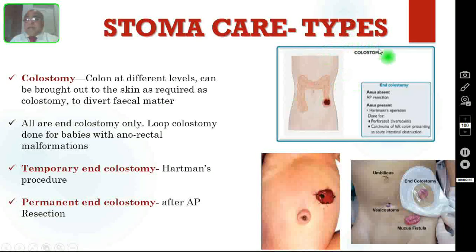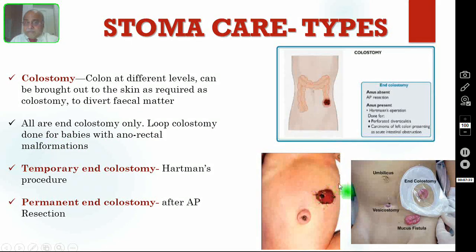So the next type is, of course, the colostomy. This is colon and different levels can be brought out to the skin. Usually we do either sigmoid colostomy or transverse colostomy because all other parts of the colon are retroperitoneal organs. Only the sigmoid and transverse are intraperitoneal, and that is why usually we do colostomy in sigmoid colon or in the transverse colon, to divert the fecal matter. Majority of them are end colostomy only. Loop colostomy is done for babies with anorectal malformation.